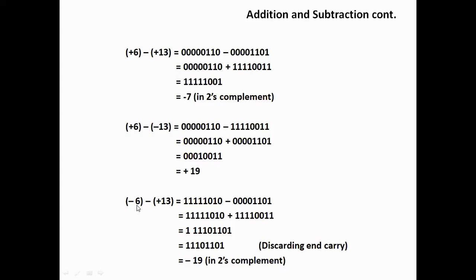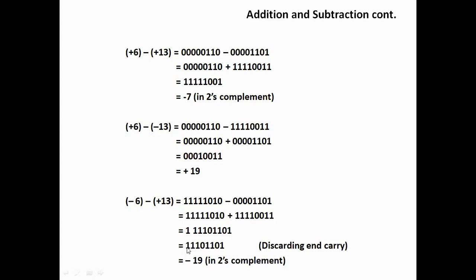Then the fourth case, the first number is negative, the second is positive. So minus 6 is here in 2's complement, plus 13 is here, and minus is here. This minus we will apply on this and take the 2's complement of this, which comes out to be this. Since this is plus 13, this will become minus 13 here. So this is 2's complement, and this negative will become positive. Just add these two and we will get a 9-bit answer. Discarding the carry, we get this 8-bit answer.